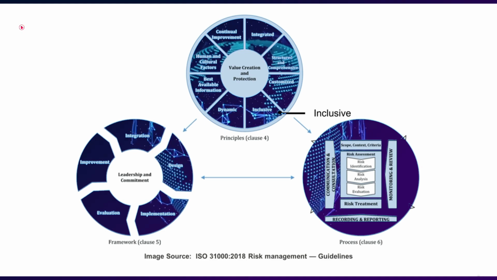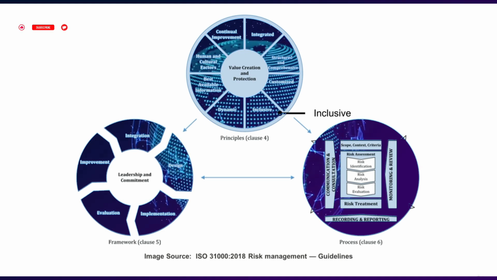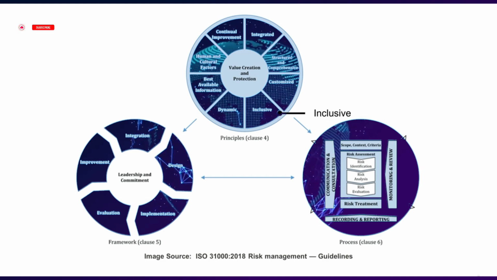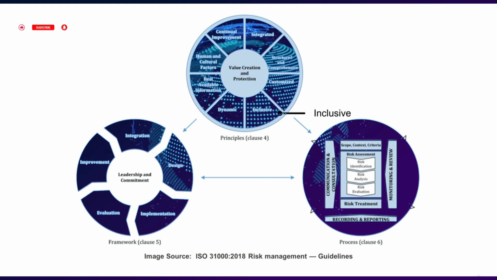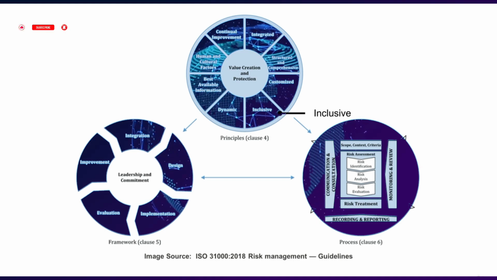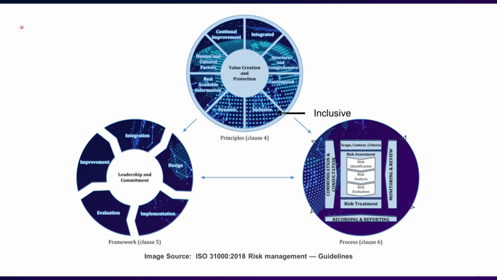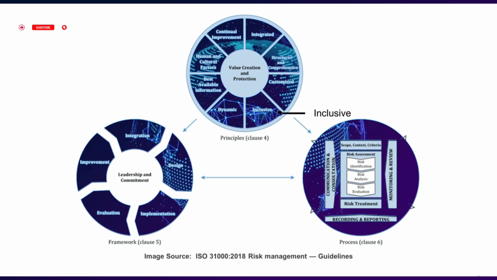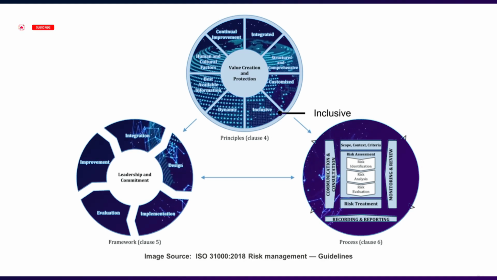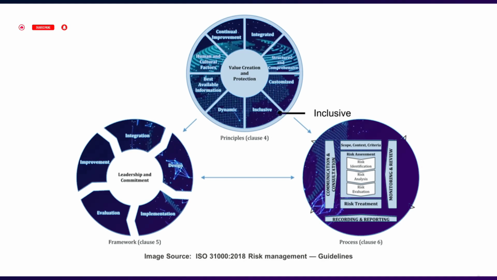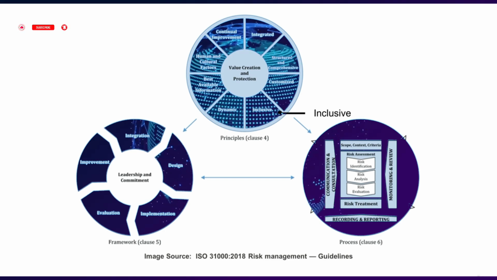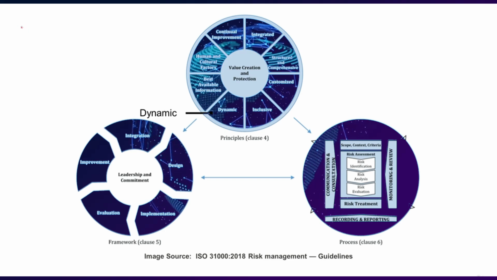Then we have inclusive. Human and cultural factors should influence all aspects of risk management. What does that mean? What that means is the human element: users are using the system, and the culture within the organization. What's acceptable about how things are done and how things are used? Just bring your own device and connect it up to the system. Some organizations allow that and it's okay. Some organizations are very strict about that.